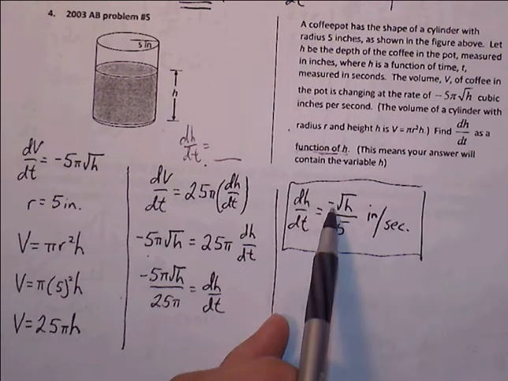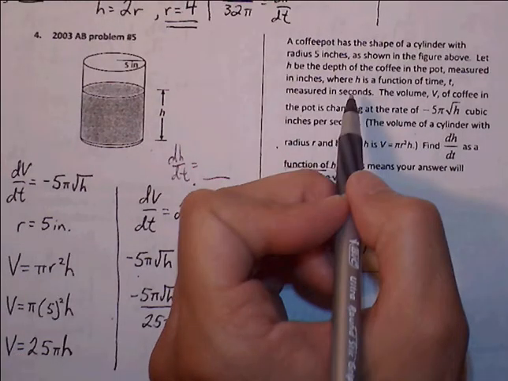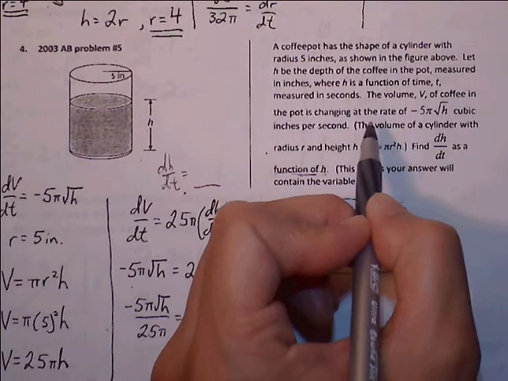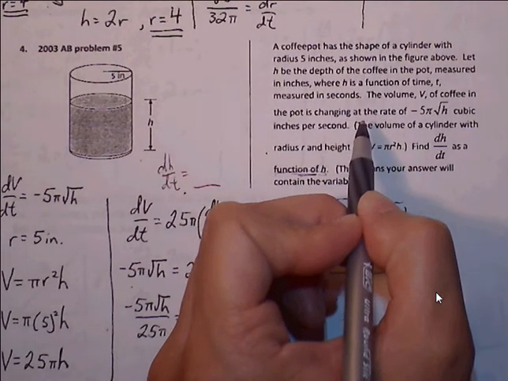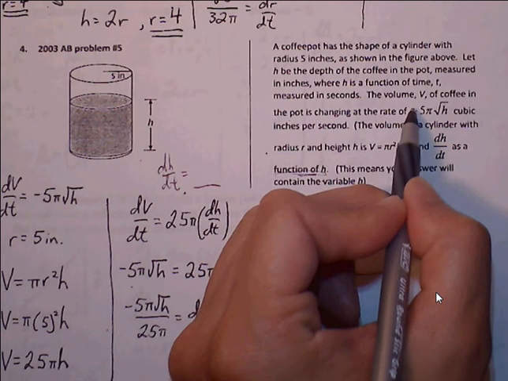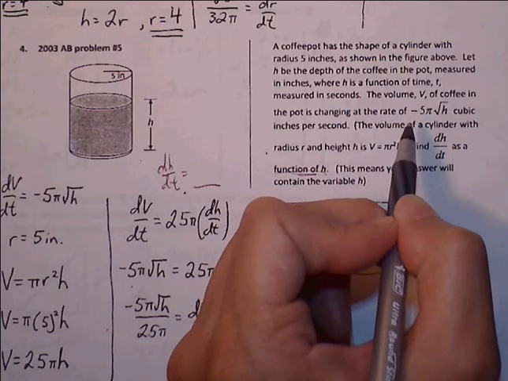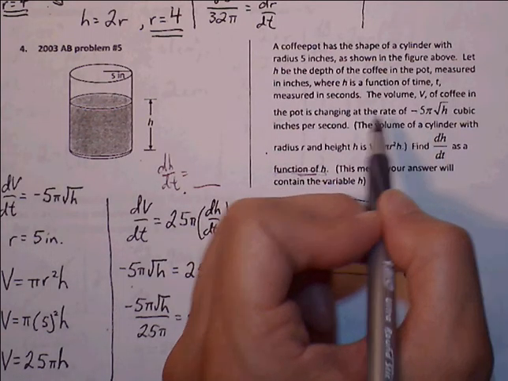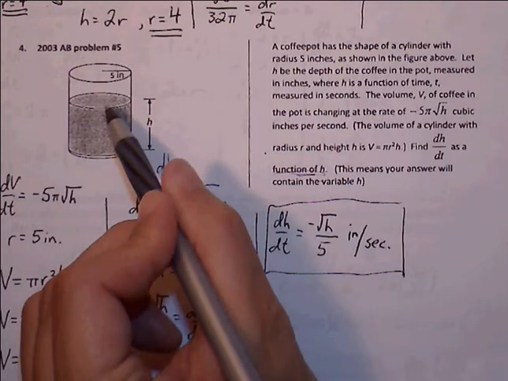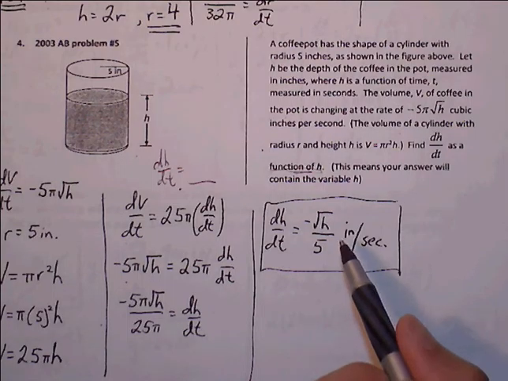And again, we know that these are negative values because we're told that the volume is changing at a rate of -5 pi root h. The negative indicates that the volume of the coffee in the pot is going to be decreasing. It's going to be falling. So dh/dt is -√h over 5. Unit of measure is inches per second.